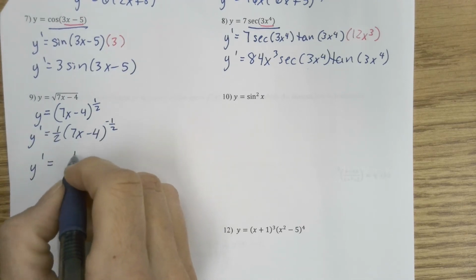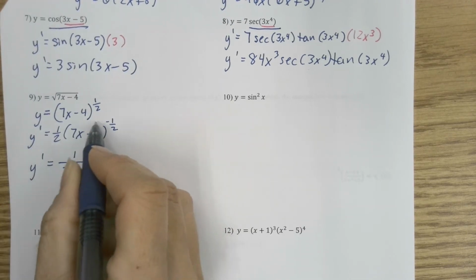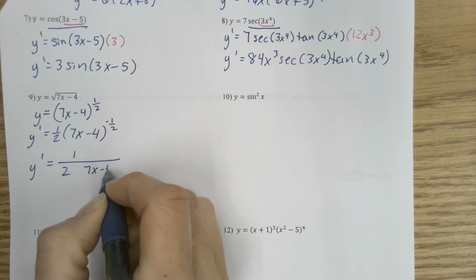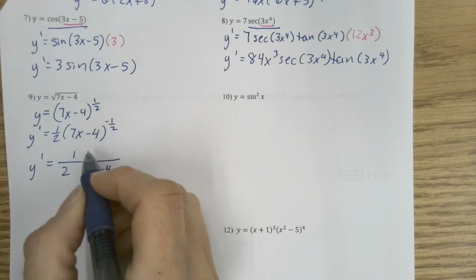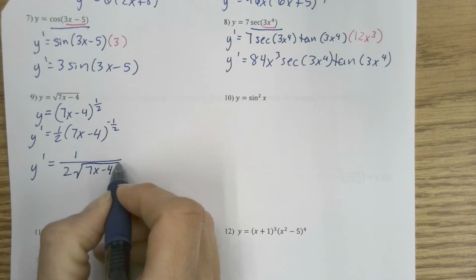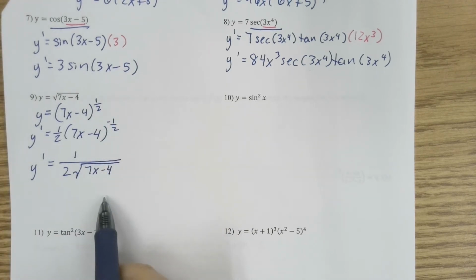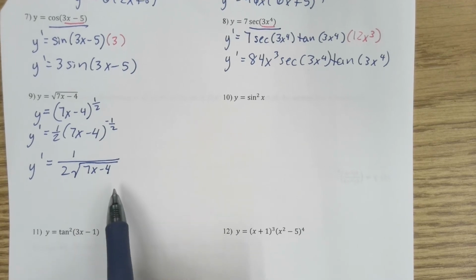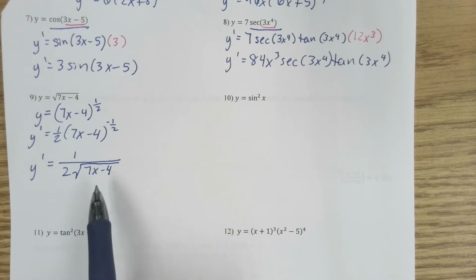So I'm going to start with my 1/2. And this 7x minus 4 pushes into the denominator, and it's raised to the positive 1/2 power, but we know a 1/2 is the same as a square root. And that would be the simplest form of our final answer, where the exponent is written as positive and we're using radicals instead of rational exponents.